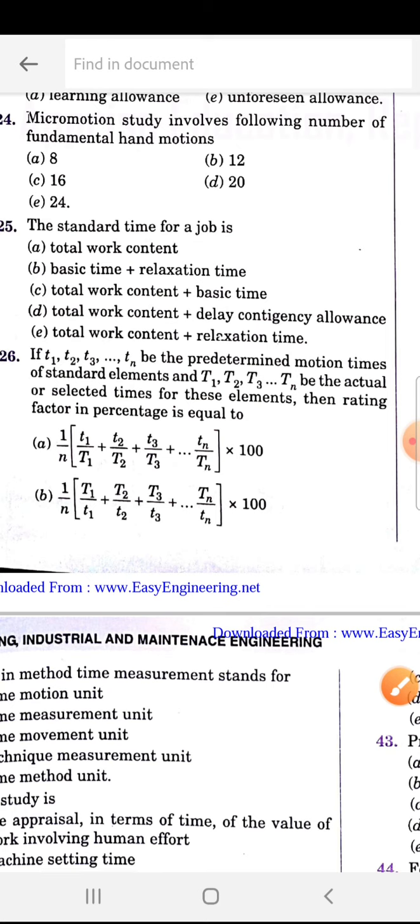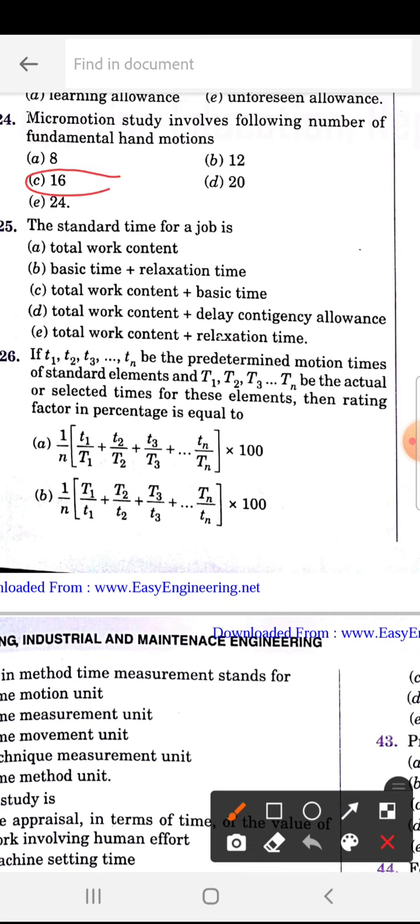Micromotion study involves the following number of fundamental hand motions. So how many hand motions? That is 16 hand motions in micromotion study. Next, the standard time for a job is total work content time plus delay contingency allowances. So there will be some delay, electrical loss or power loss, or maybe he is not feeling well, he will be taking some break. These all come under the delay contingency allowance.